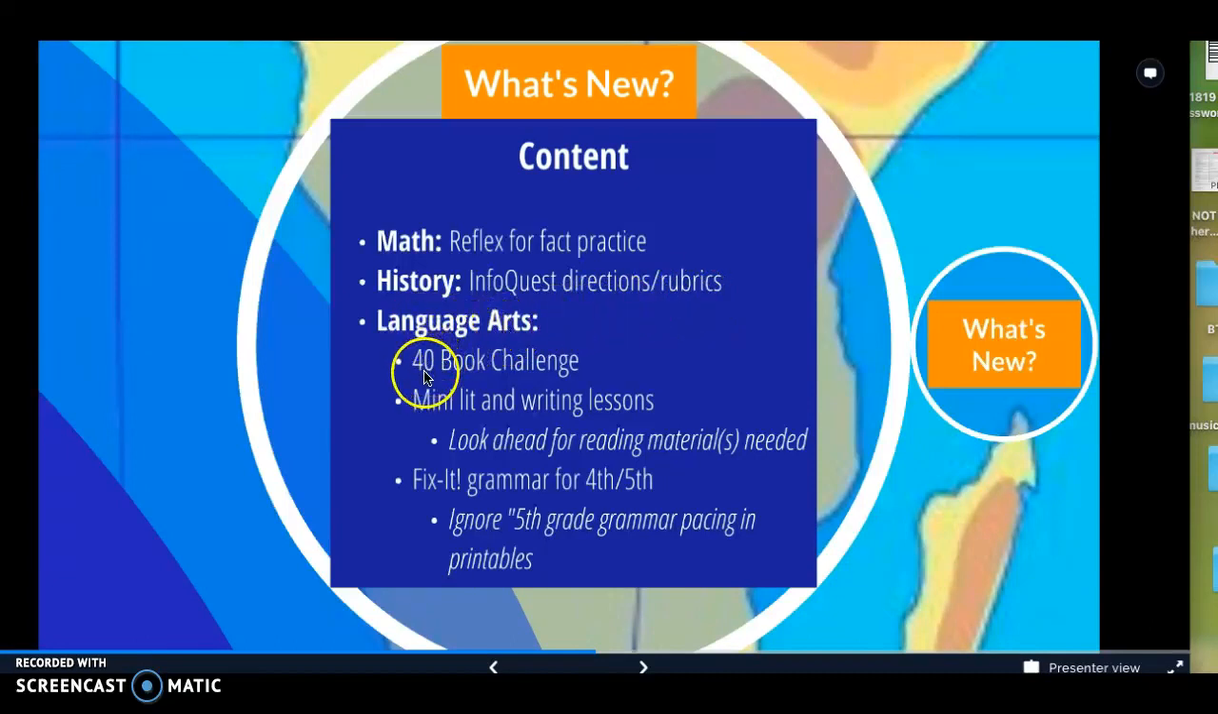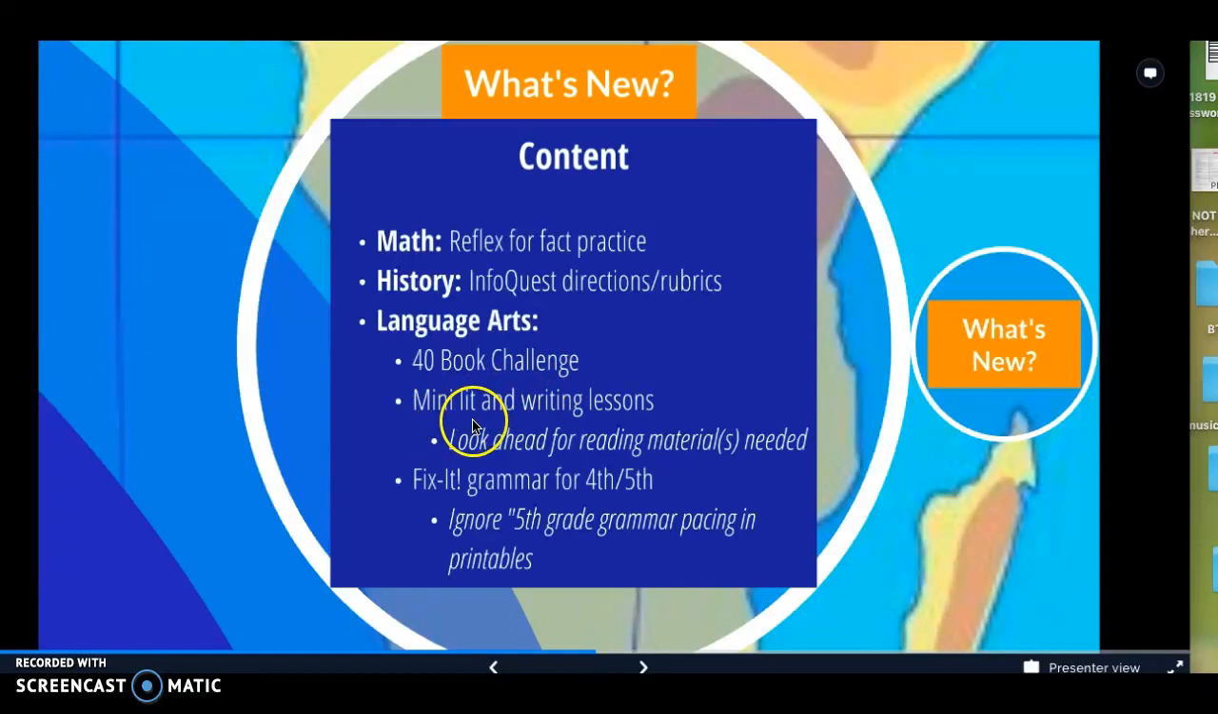Language arts, we have the 40 book challenge. So as I mentioned before, the literature units have gone away, and in its place, your student has the goal of reading 40 books during the year within different genres. I'm not going to go into great detail because that is what the 40 book tutorial is for. But after you've watched that, if you have any questions, please feel free to reach out and ask me.